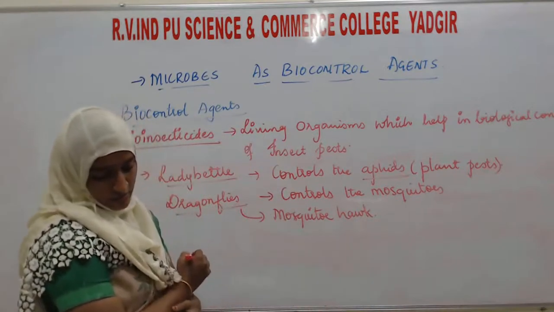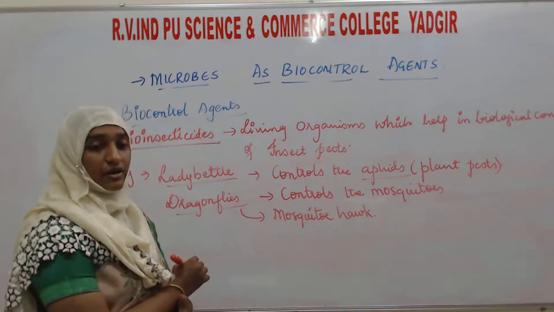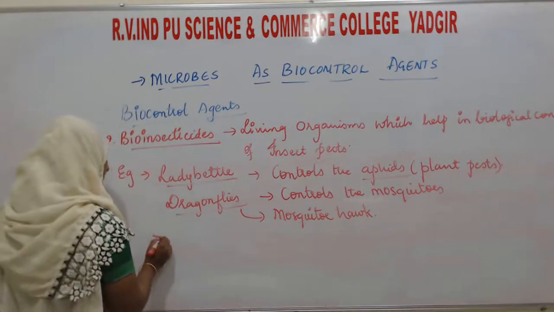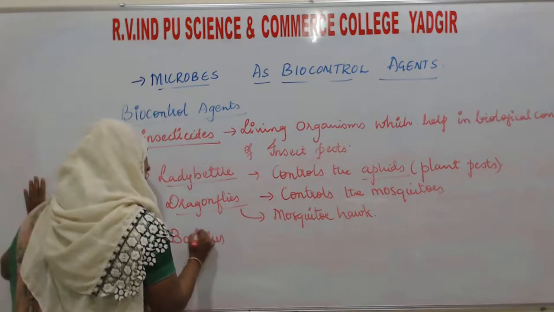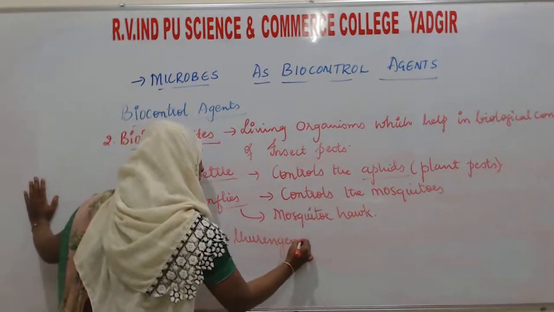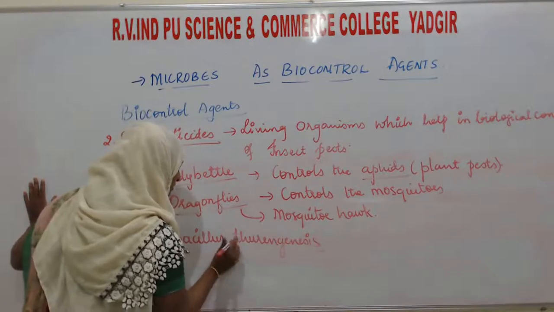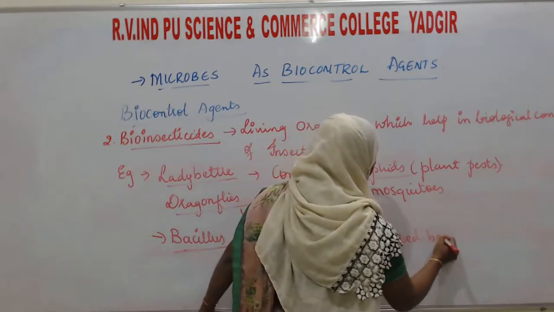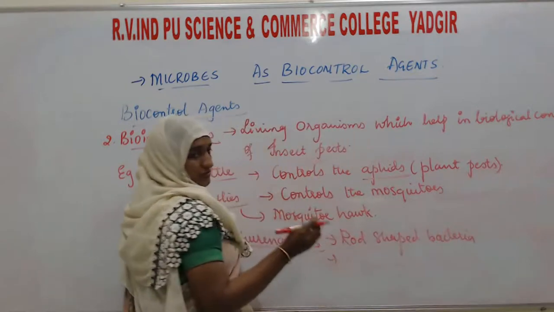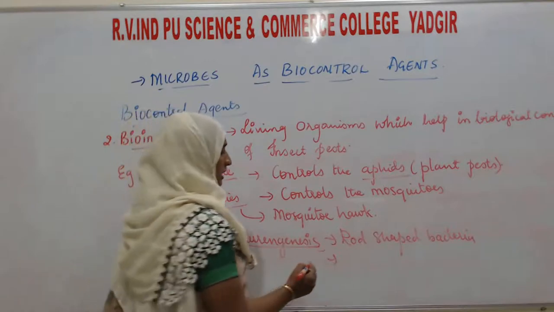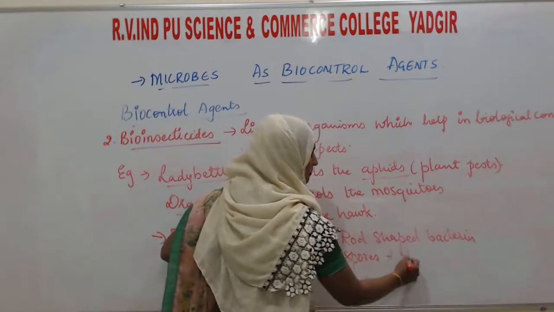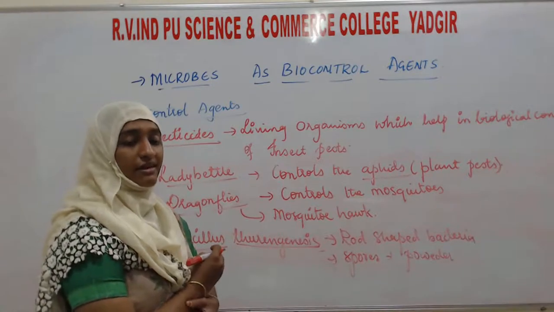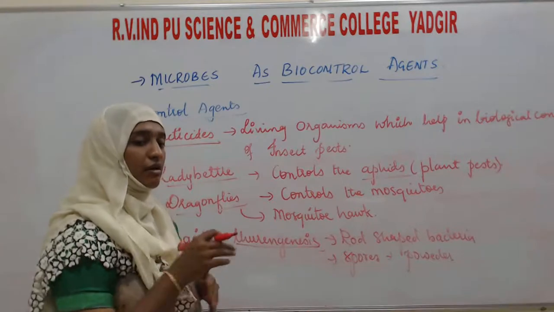Except these, there is one bacterium in this microbial biocontrol agent. The name of that bacterium is Bacillus thuringiensis. This is a rod-shaped bacterium. Its spores are available in powder form in sachets. People take that powder, mix it with water, and spray it on the crop plants.